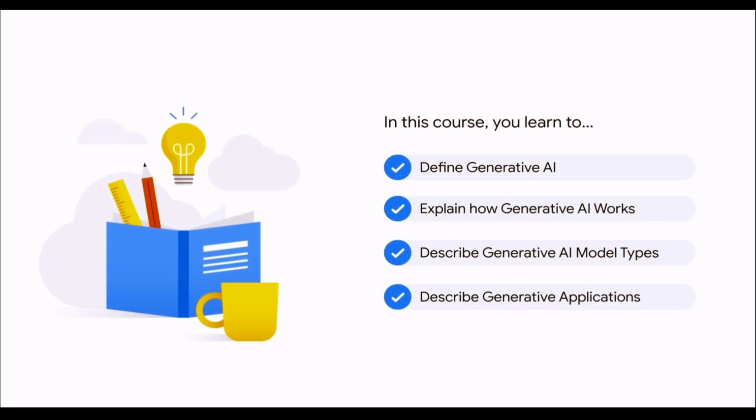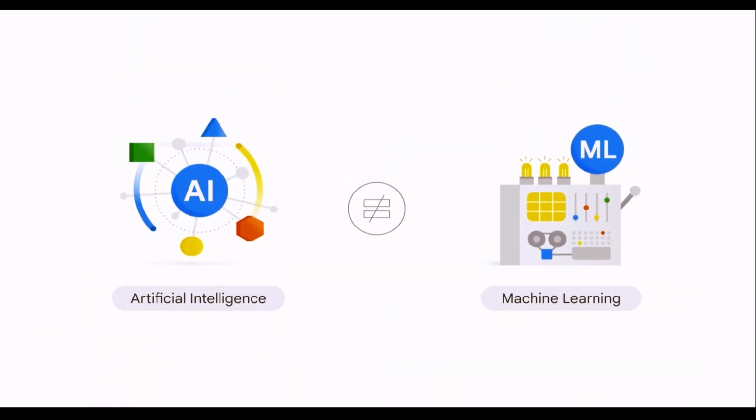In this video, you learn to define Generative AI, explain how Generative AI works, describe Generative AI model types, and describe Generative AI applications. Generative AI is a type of artificial intelligence technology that can produce various types of content, including text, imagery, audio, and synthetic data.